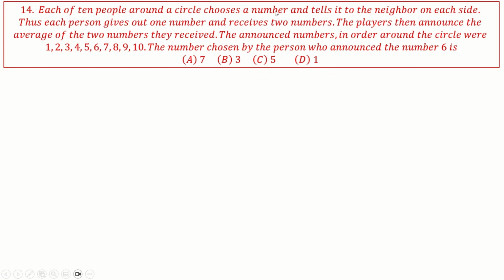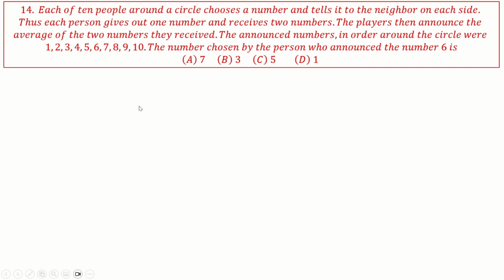Each of the 10 people around a circle chooses a number and tells it to the neighbor on each side. There are 10 people sitting in a circle. Each one chooses one number and tells it to both sides, left side and right side. So each person gives out one number and receives two numbers from their two neighbors, right? The players then announce the average of the two numbers they received. The announced numbers in the order around the circle are 1, 2, 3, 4, 5, 6, 7, 8, 9, 10. The number chosen by the person who announced the number 6. Whoever announced 6, what is the number he has given to 5 and 7? That is the question.